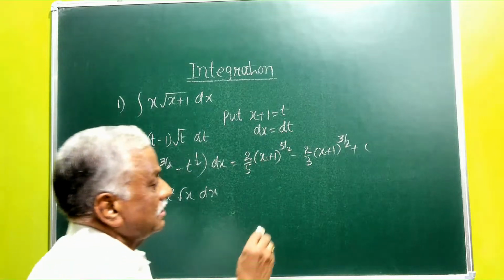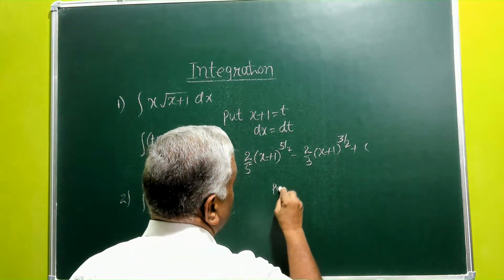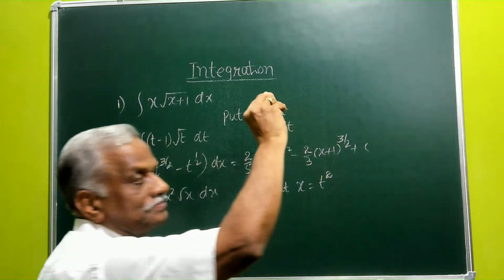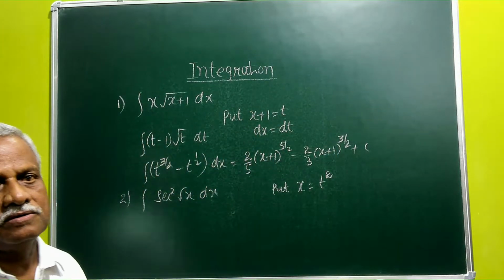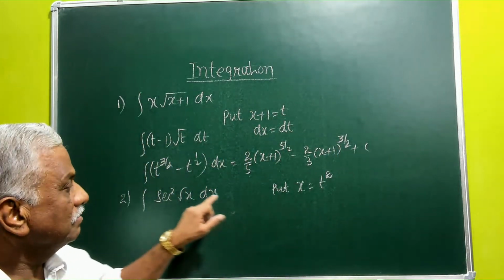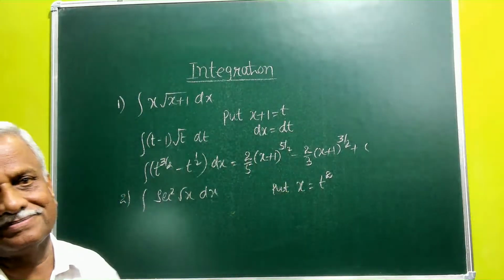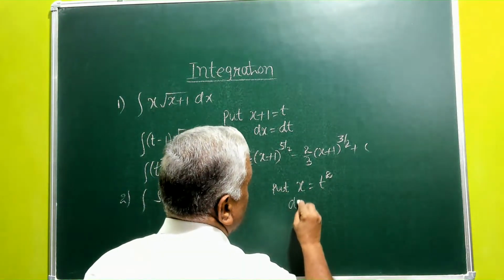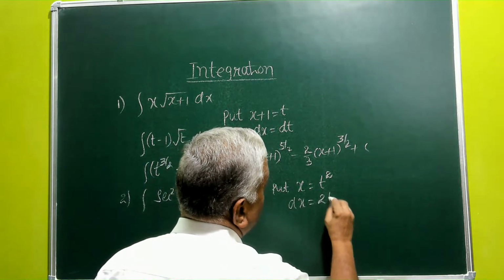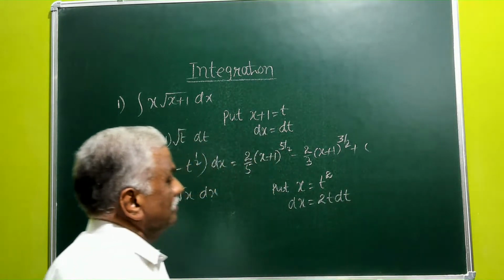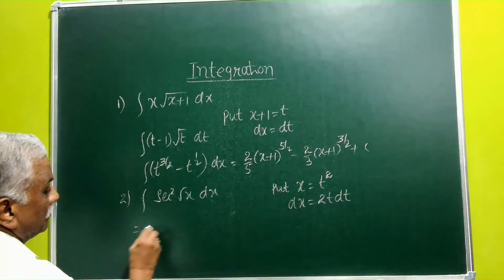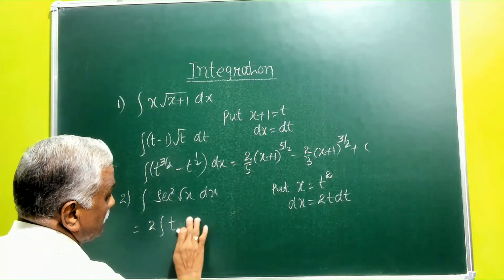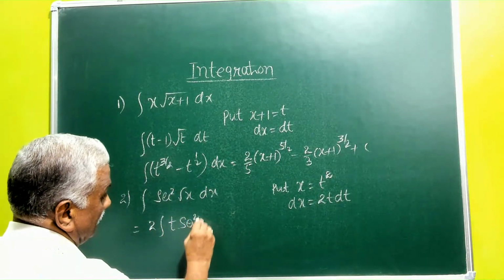The only possibility is, let us put x is equal to t square. Why should we take t square? Because root x will become t. So if x is equal to t square, what is dx? dx is going to be 2t dt. The problem will become 2 into t secant square t dt.